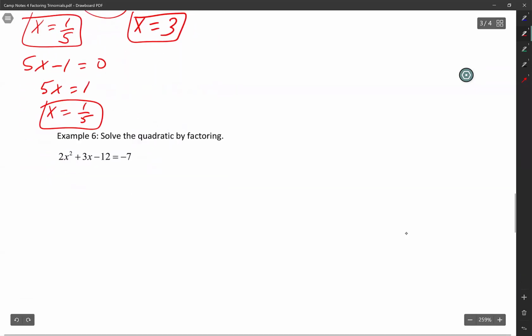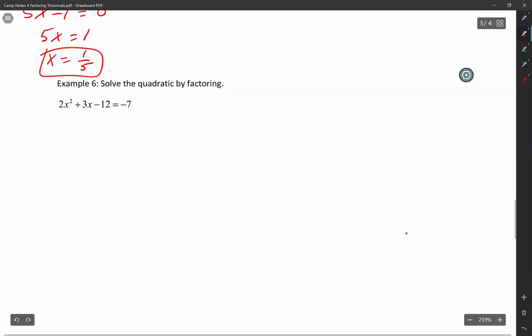Okay, let's go to the next one. Solve the quadratic equation by factoring again. So I'm going to move the 7 to the left. Whenever you do that, it's going to be plus 7. So I'm going to have 2x squared plus 3x plus 7 minus 5 equals 0.